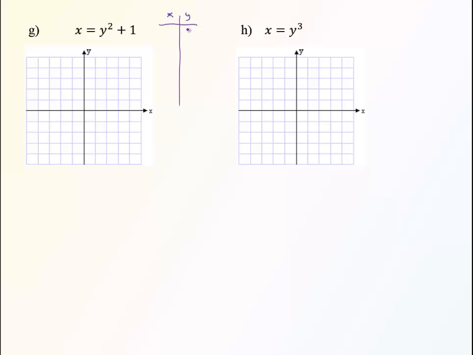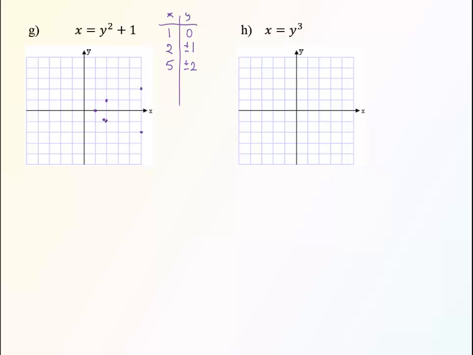If y is 0, then x is 1. If y is plus or minus 1, then x would be 2. If y is plus or minus 2, then x would be 5. That's probably enough to see the shape. 1, 0 is here, 2 with plus 1 or minus 1 for y, so these 2 points. And if x is 5, which is here, then we have values barely 2 or negative 2.